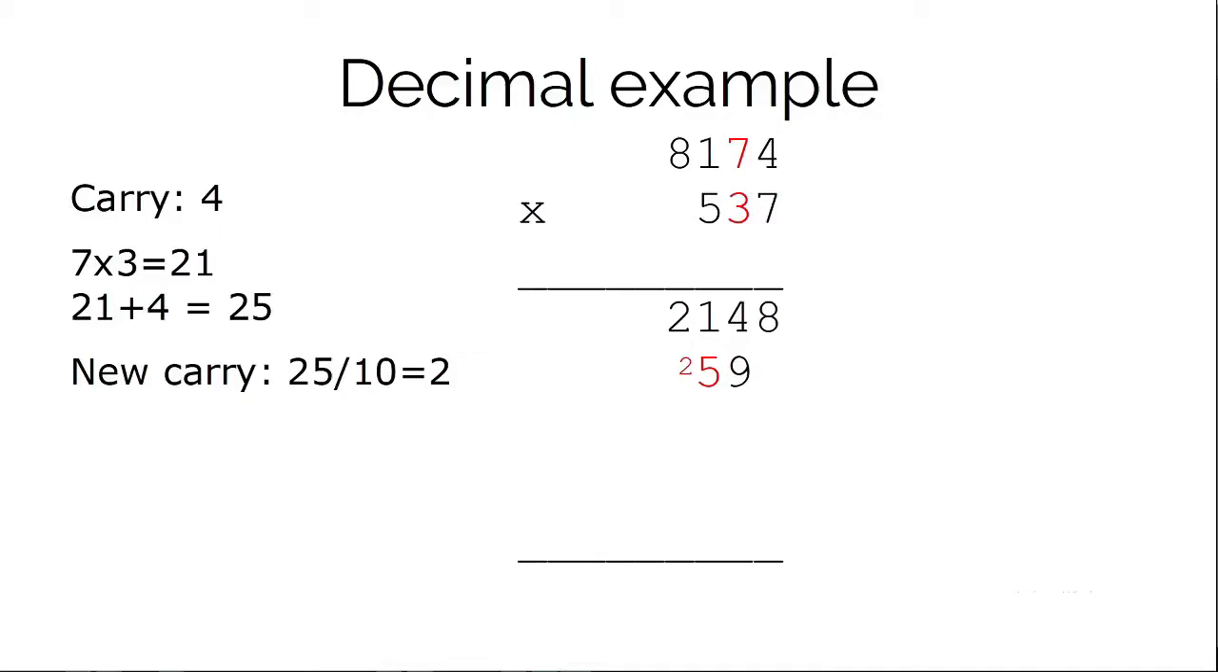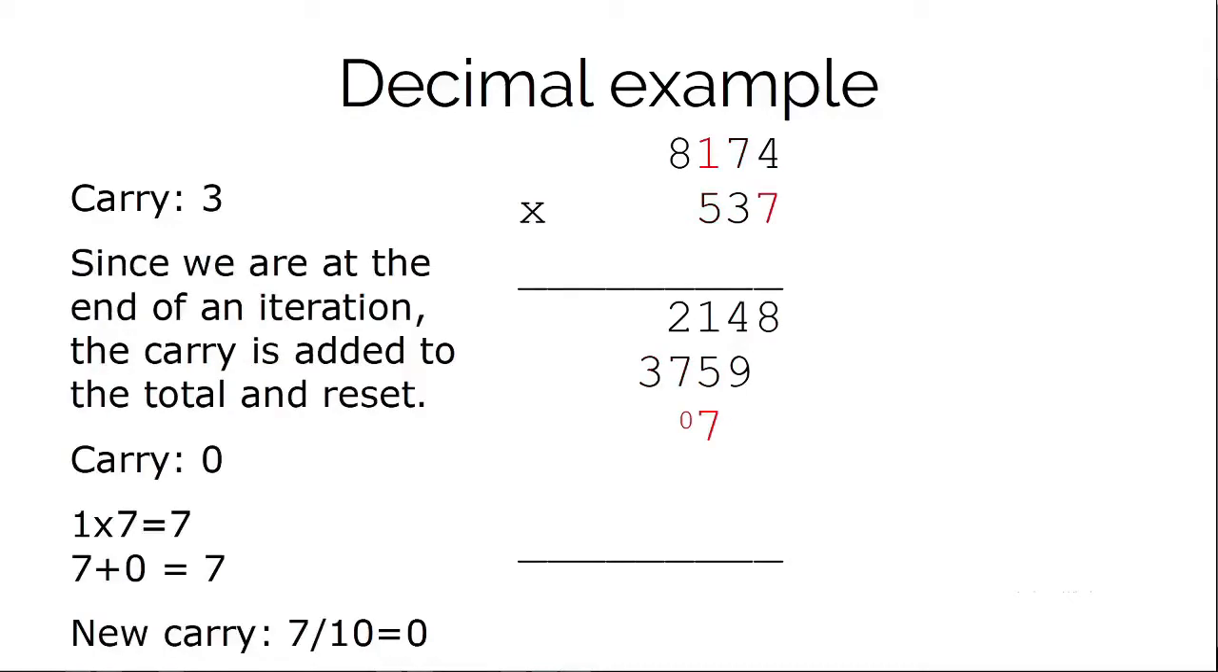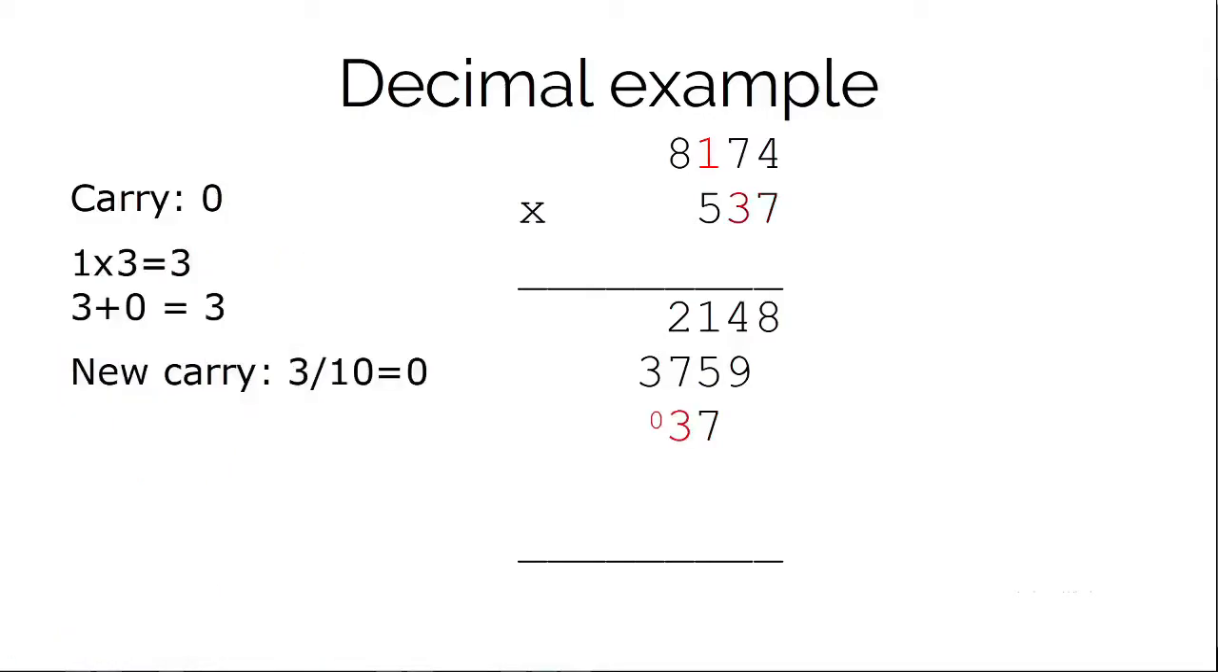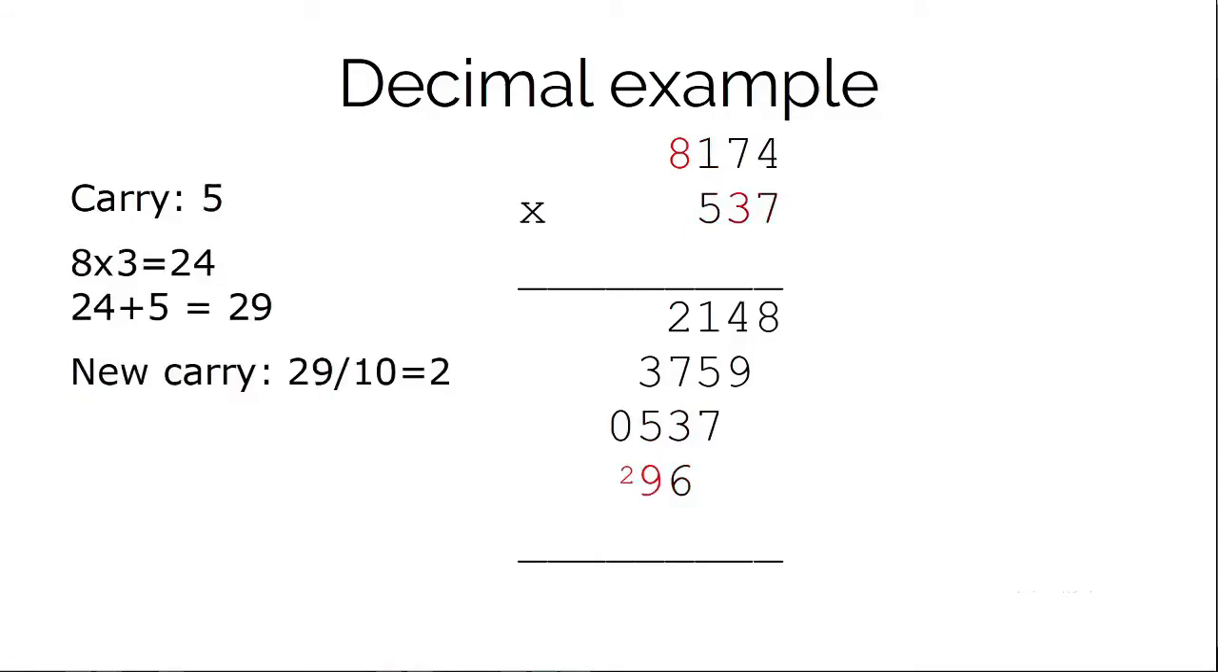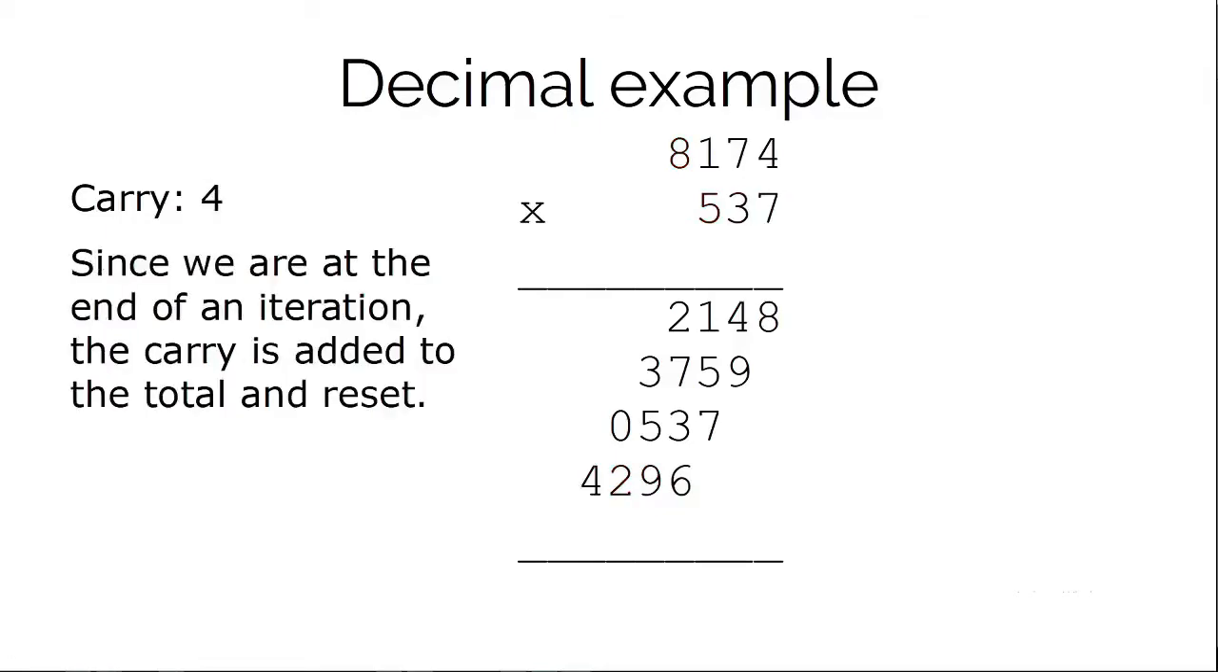So I'll just quickly display this on the screen. As you can see, we keep going through the digits. And the same thing happens here when we reach the end of an iteration. And here again. The last multiplication in the procedure.